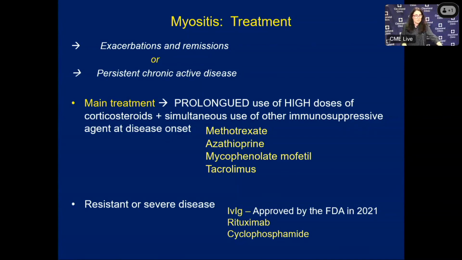Some of these agents that can be considered in combination with corticosteroids are methotrexate, azathioprine, mycophenolate mofetil, or tacrolimus. But in more resistant or severe disease, IVIG is the first option, as it's been approved by the FDA in 2021. IVIG is commonly used, and great response is seen even in severe disease. Other options for this group of patients are rituximab and cyclophosphamide.